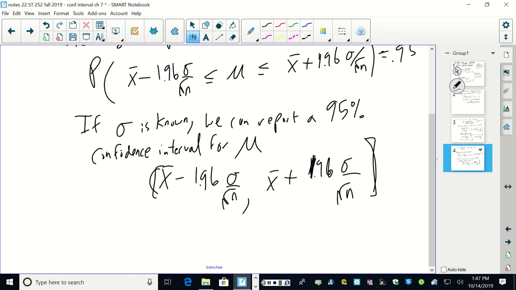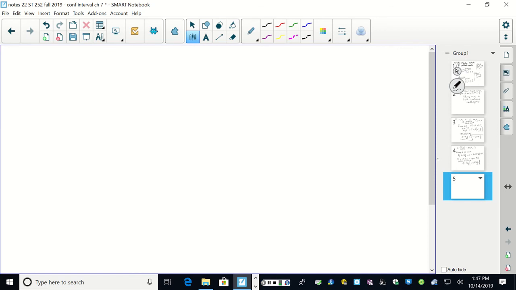And one way to think about that is we can get some data and calculate a value of x bar, and if we know sigma, then we're going to stick a little interval on it. If we'd got a different value of x bar, we'd stick an interval on that. Okay, that's where we think mu is.